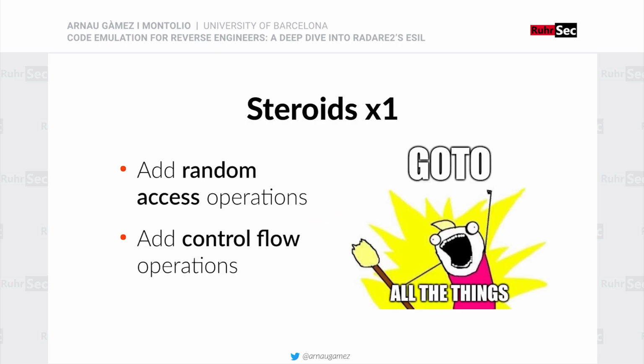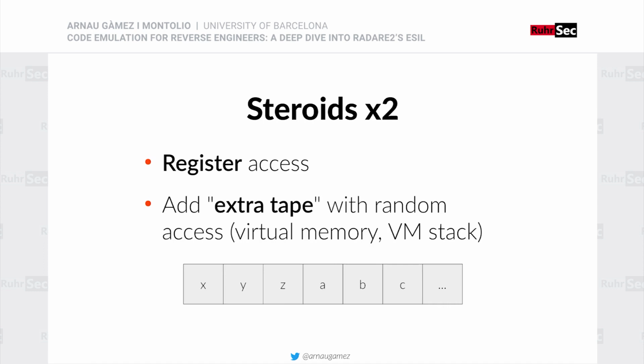What does that mean, the asteroids? First of all, asteroid number 1, a random access operation. We can go to a specific place in the ESIL string parsing. And as well, we have control flow operation. That's basically if else kind of control flow. It will basically be bundled into ESIL as well. And the storage part, asteroid 2, is we will have register access, and as well we'll use an extra tape with random access, which will be basically the virtual memory of the virtual machine stack.